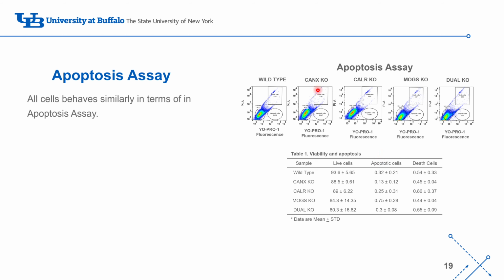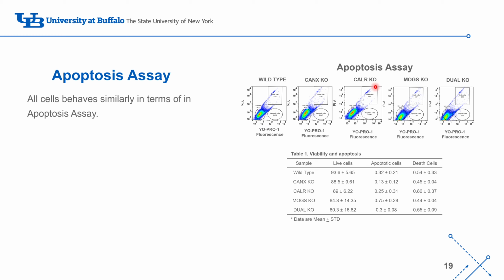For the case of the calnexin and MOX knockouts, we have seen upregulation of apoptotic suppression genes. So that would explain why we do not see any apoptosis in the calnexin and MOX knockouts. And in the case of the dual knockout, we do not see any UPR response, so that could explain why we do not see any apoptosis in the dual knockout.